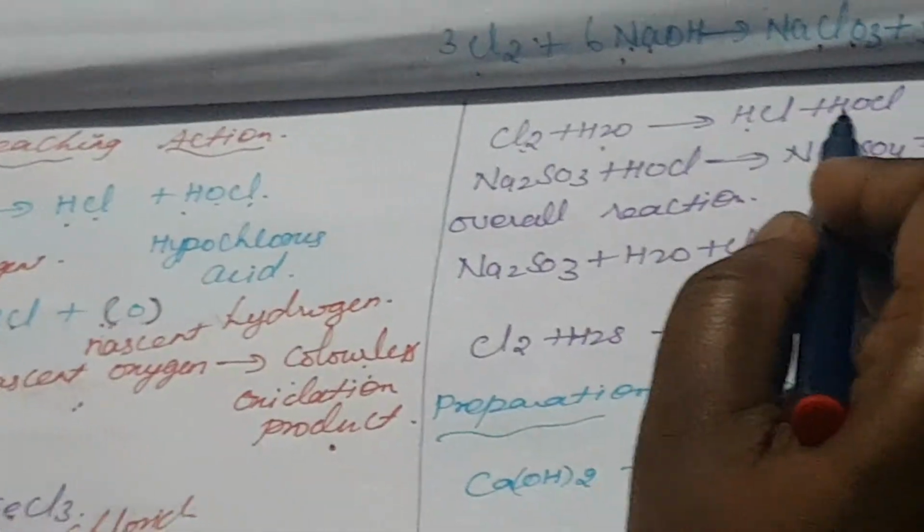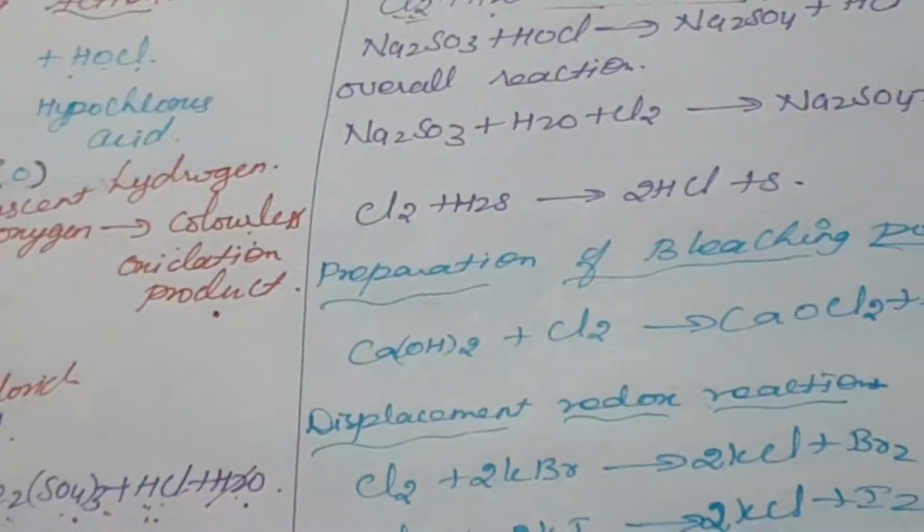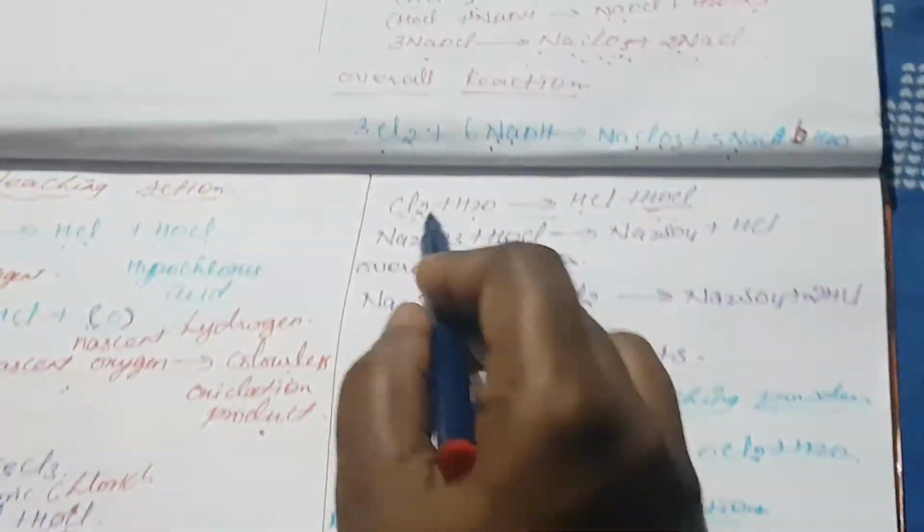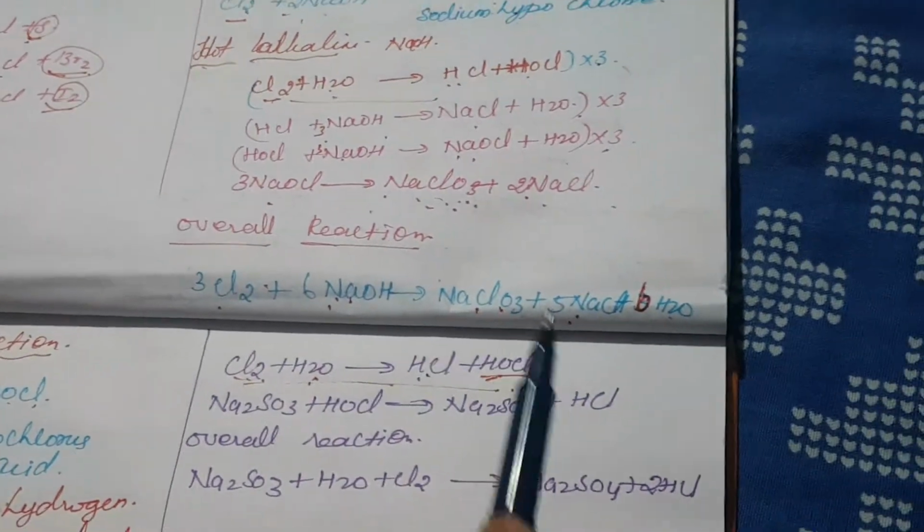Again another one, the same equation. First, chlorine reacts with water to form HCl and hypochlorous acid. The same first equation will be the same in all the oxidation equations. First equation is same for all the oxidation: chlorine reacts with water to form HCl and HOCl.